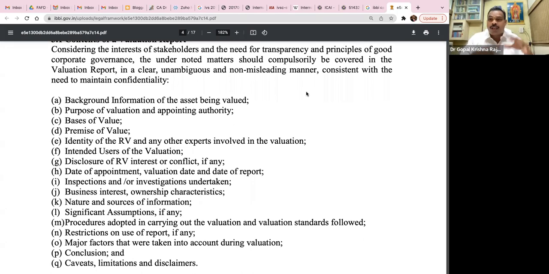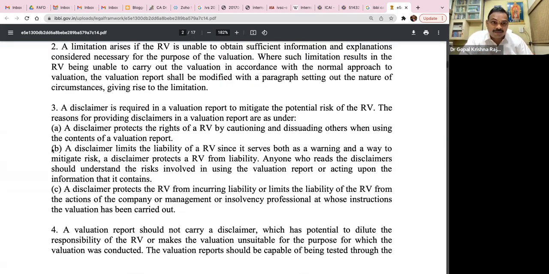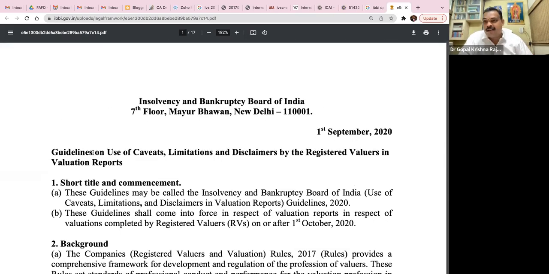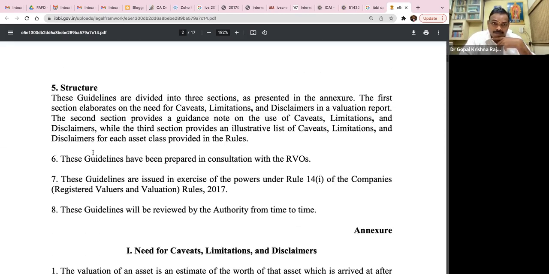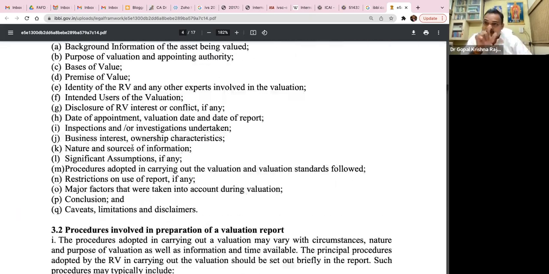Now, if I follow only the international valuation standard, that means I am giving only 10 paras. 7 paras you are missing as per the prescription of IBBI. This is actually a guideline. Very important guideline. And for your information, they have made bases and premises as two separate things.